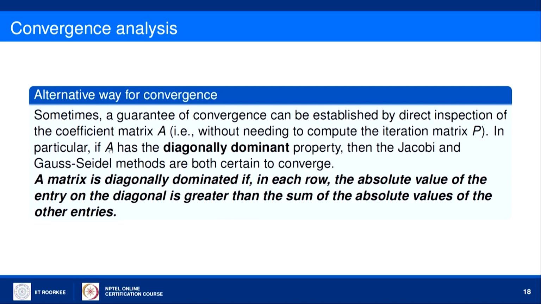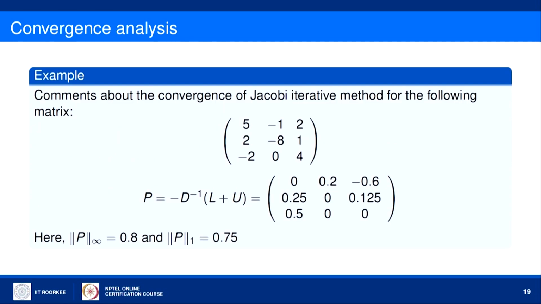In particular, if A has the diagonally dominant property, then the Jacobi and Gauss-Seidel methods are both certain to converge, and a matrix is said to be diagonally dominant if in each row the absolute value of the entry on the diagonal is greater than the sum of the absolute values of the other entries. So, consider this particular example. In this example, comment on the convergence of the Jacobi iterative method for the following matrix.